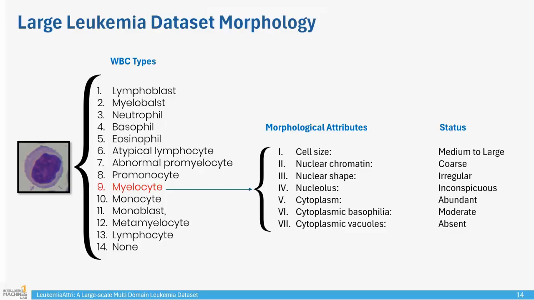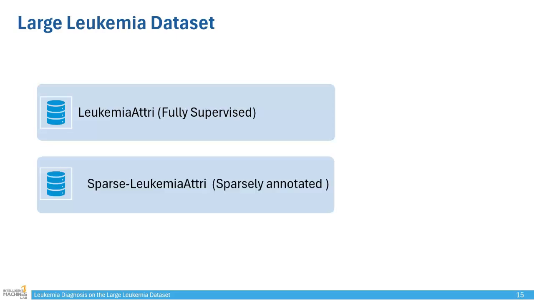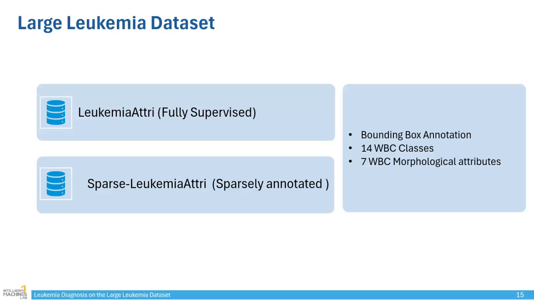whether the cytoplasm vacuole exists or not. The large leukemia dataset has 2 subtypes. The first one is Leukemia-Artery, fully annotated, and the second one is Sparse Leukemia-Artery, which is sparsely annotated. In our fully annotated set, we have complete bounding box annotation with 14 types of WBC. For each cell, we have 7 types of morphology annotation.